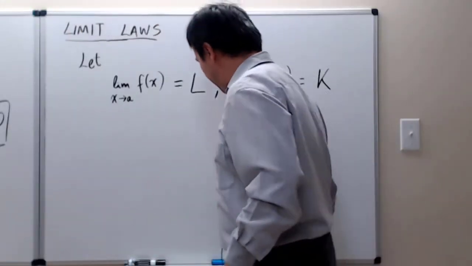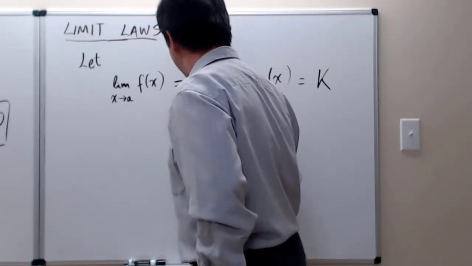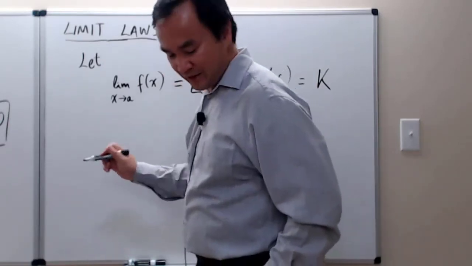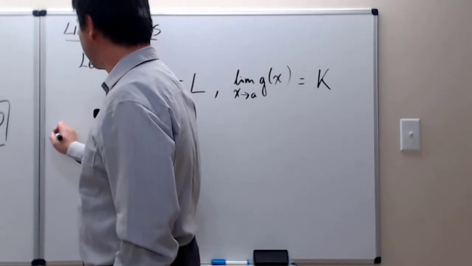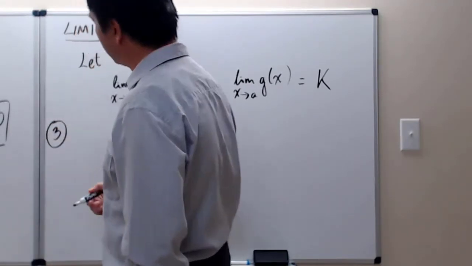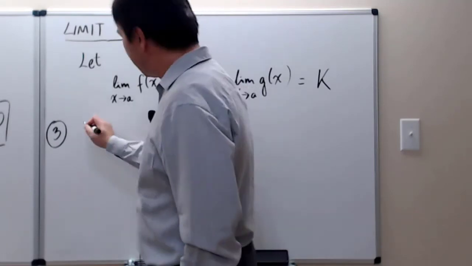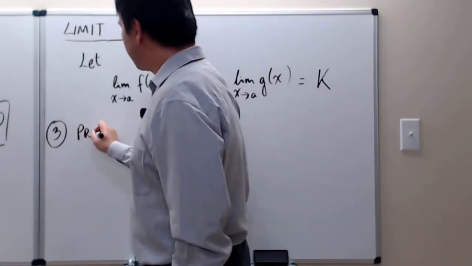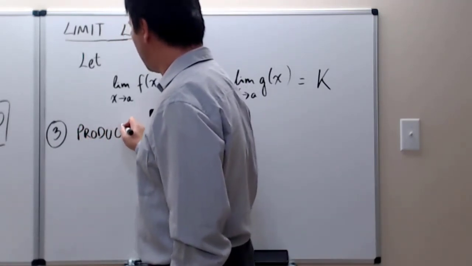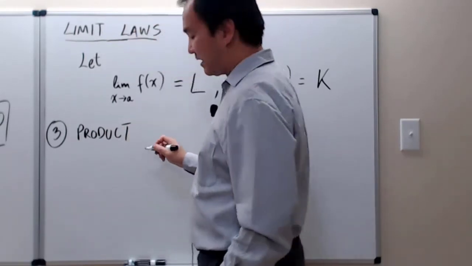Now let's get ready for our next law. According to the order of how I put my laws here, this is law number 3. And we're looking at, how about, I'm going to name that product of limits.